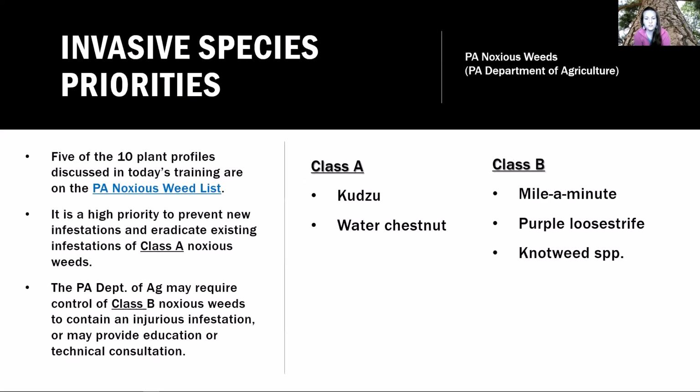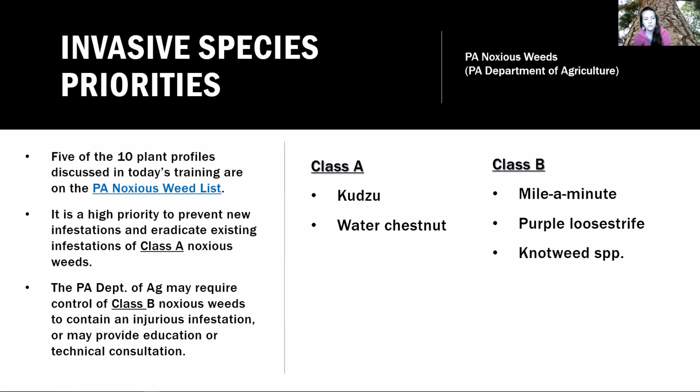And then just to wrap things up, 5 of the 10 plant species that we've talked about here today are currently on the Pennsylvania noxious weed list. And that list is actually growing. There's a controlled plant and noxious weed committee that comes together every few months to talk about potential additions to that list. And actually, knotweed is one of the newer ones that was just recently added.